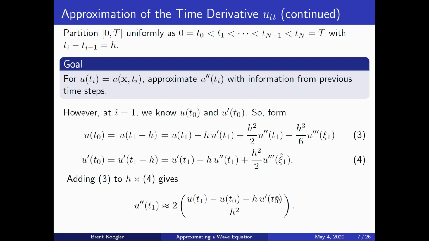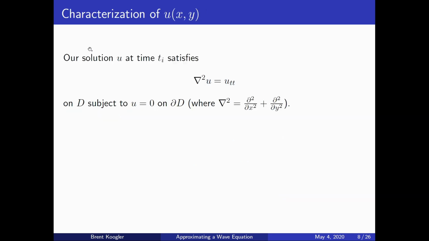So we have now effectively gotten rid of the time component, so now we focus on the spatial approximation scheme. In order to do this, we characterize our solution u at time t sub i by saying that it satisfies this PDE where it's subject to 0 on the boundary. Now we note that this is basically just a rewritten form of what we had on the first few slides, and that's because we basically just encapsulated the spatial partial derivatives by this nabla squared Laplacian operator.